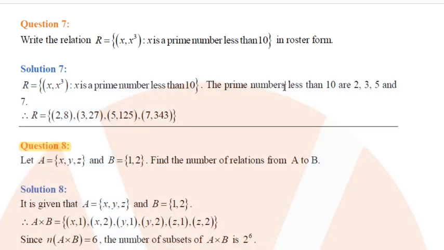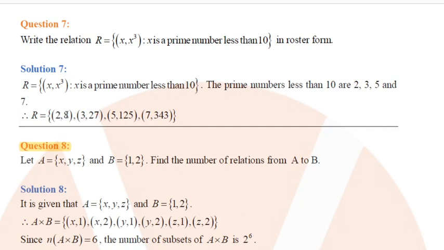Next, question 7. Write the relation R where x is a prime number less than 10 in roster form. Prime numbers less than 10 are 2, 3, 5, 7. Now what we have to write here is the relation, so you would write 2, 3, 5, 7. And now the image is x cube. 2 cube is 8, 3 cube is 27, 5 cube is 125, 7 cube is this, and this is your roster form of this relation.